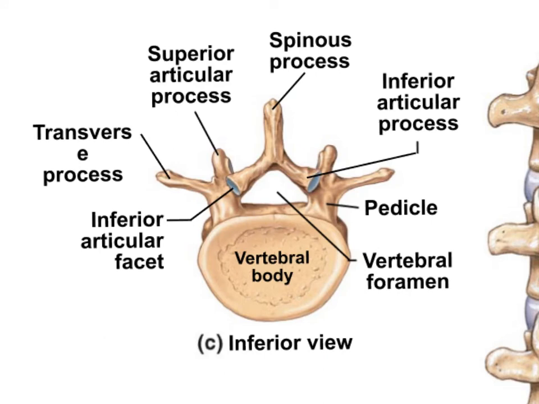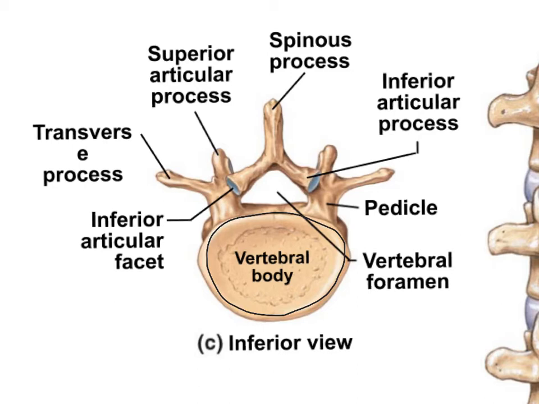This is a look at the vertebrae from a bird's eye view. So we're looking down on top of this vertebrae, and we can see the big part of the vertebrae here is called the vertebral body. This right in here, this is the vertebral body. That's the biggest part of the vertebrae.